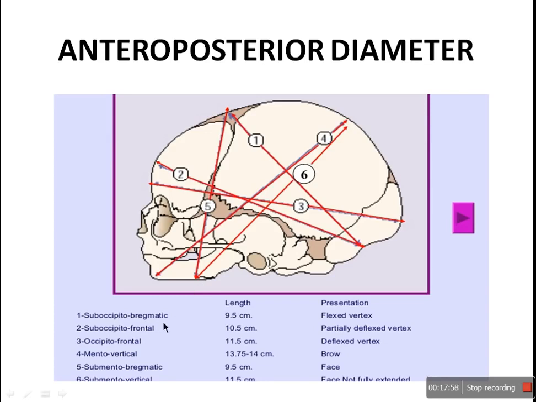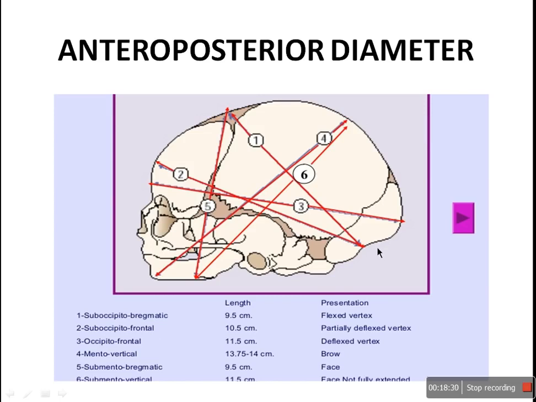Suboccipitobregmatic. So where is it? This is the occipital bone. Suboccipito means below the occiput, below the occipital bone. From here to bregmatic. Where is bregma? Here, this is the bregma. So this diameter is called suboccipitobregmatic. It is 9.5 centimeter.